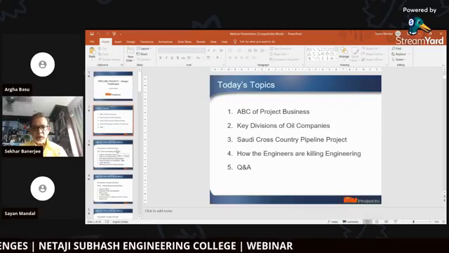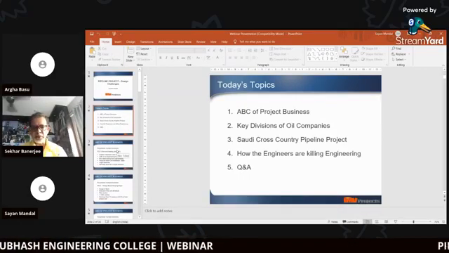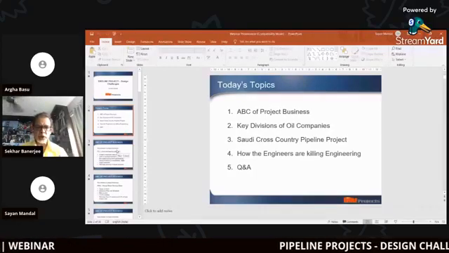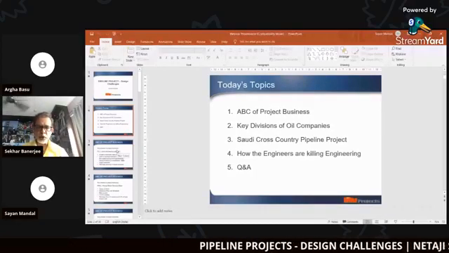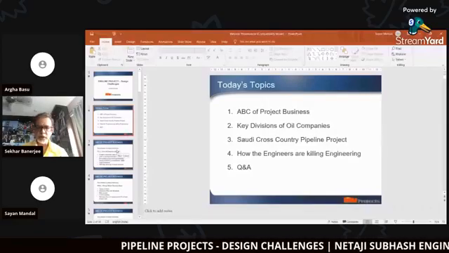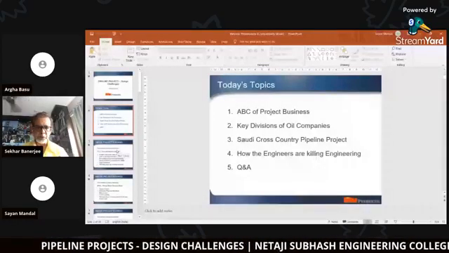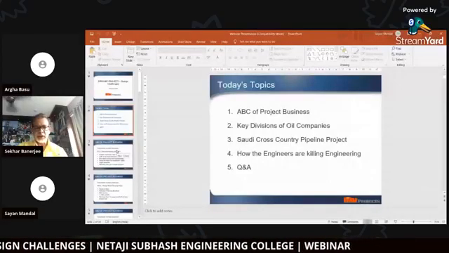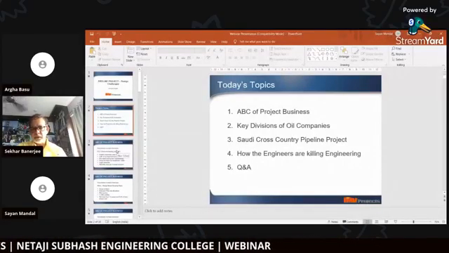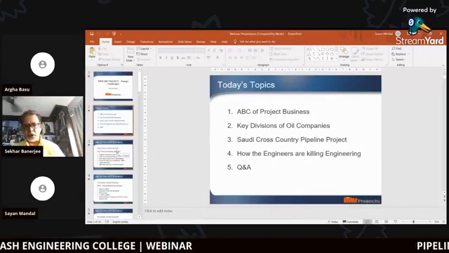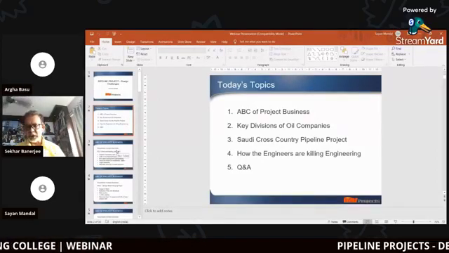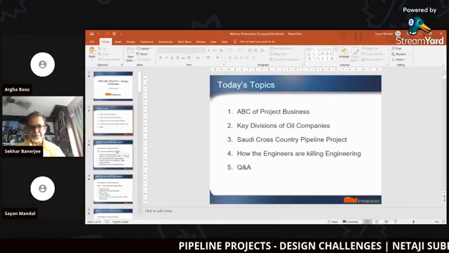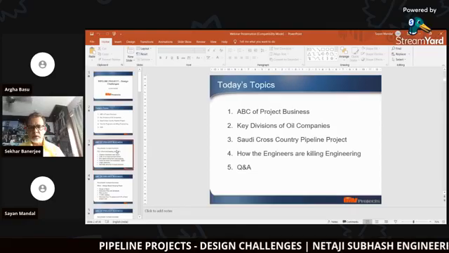The third one is the Aramco cross-country pipeline project. Well, this is the core topic. I'd like to tell you about how we do a global standard mega project. Mega project means about a $1 billion project. And the last topic will be engineer cycling engineering. Now, this would be another very interesting topic. Just wait till the end because I don't like to really elaborate on this now. Next slide, please.